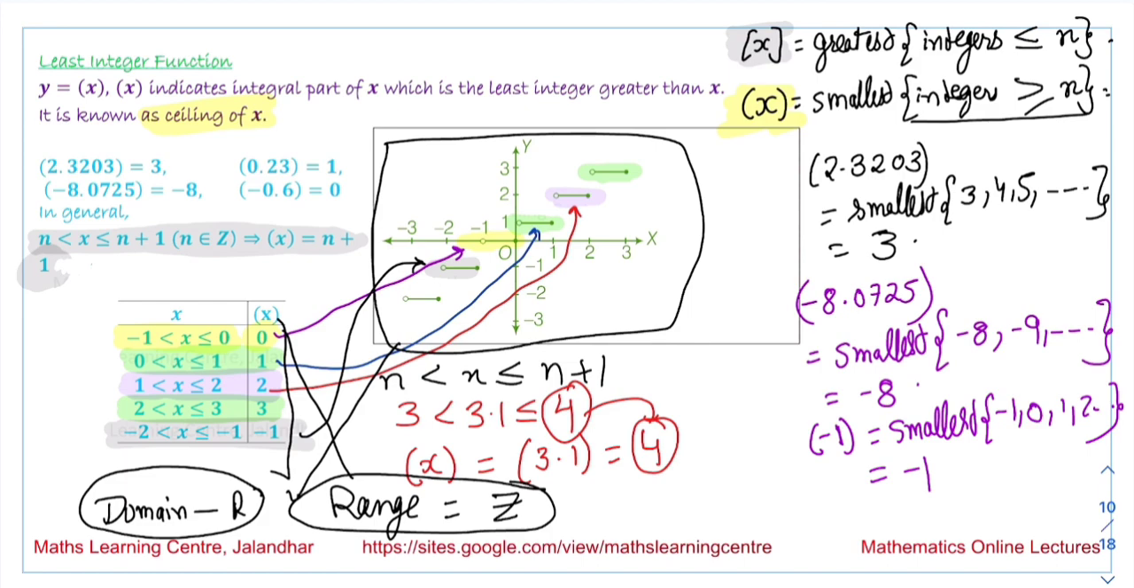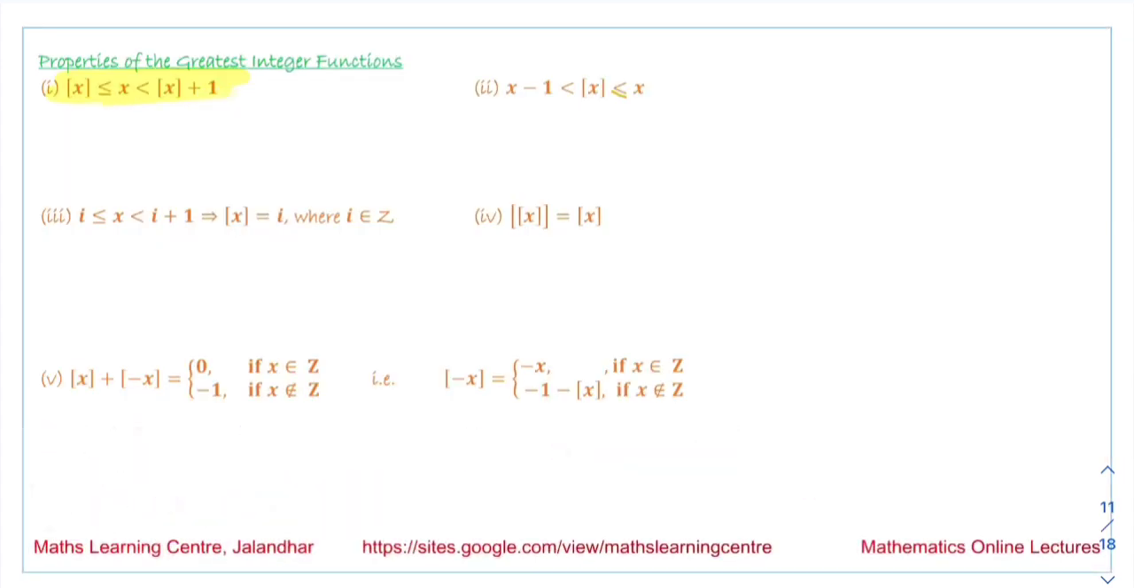Next we have listed some properties of the greatest integer function. The first property we have listed over here is that greatest integer of x is less than or equal to x, which is less than greatest integer of x plus 1.